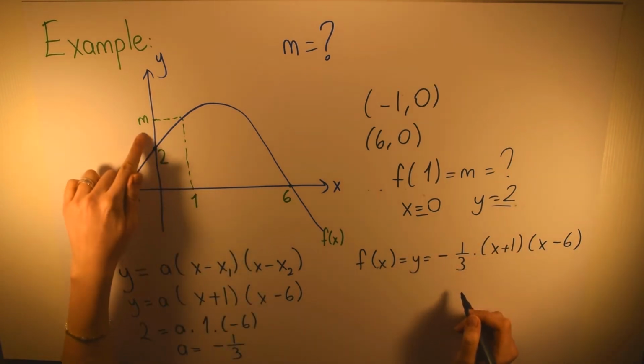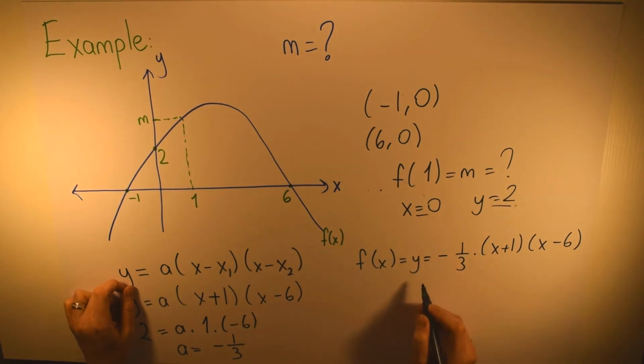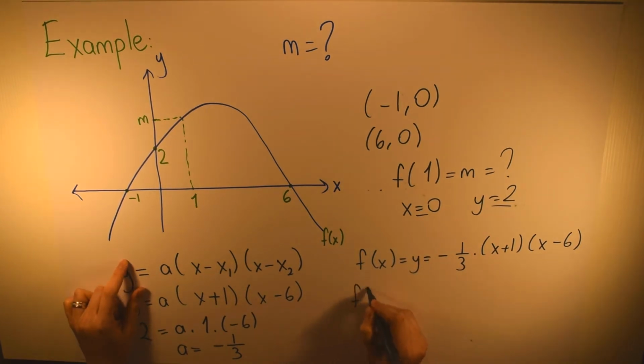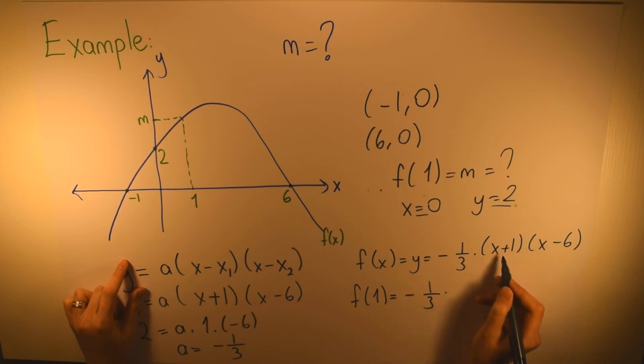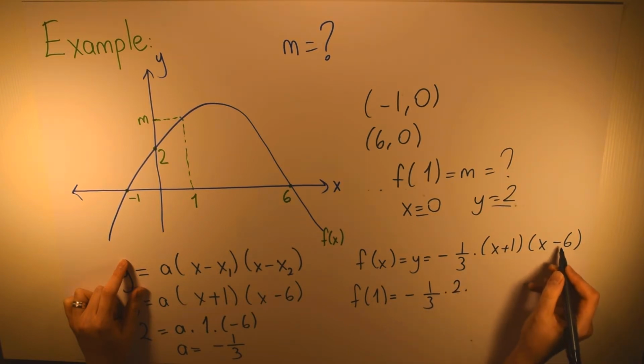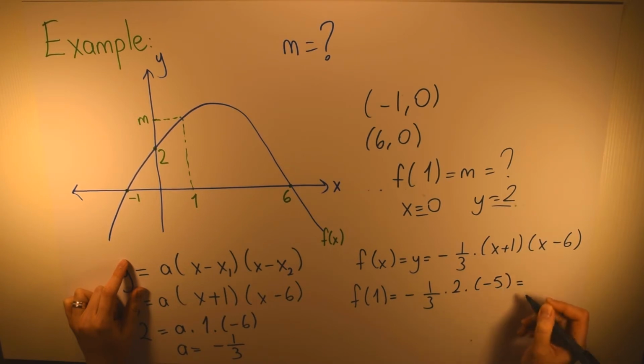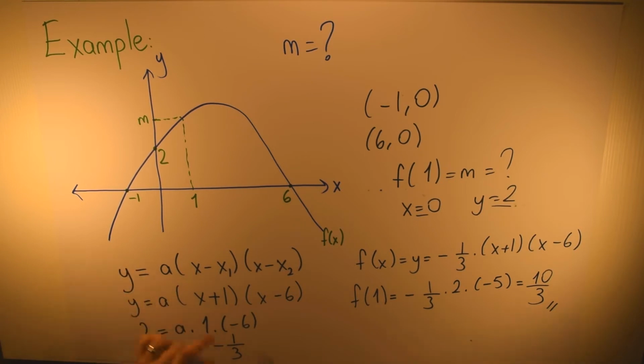So in order to find m, I should put 1 instead of x. So let's do that. f(1) is equal to minus 1 over 3 times (1 plus 1), it's 2, times (1 minus 6), it's minus 5, which is equal to 10 over 3.